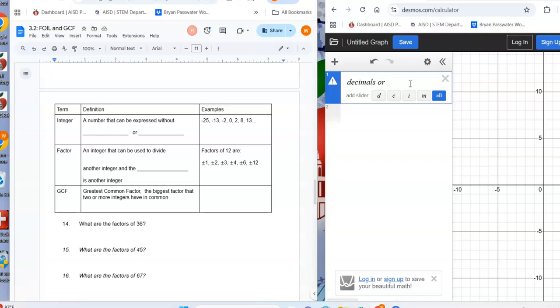A factor is an integer that can be used to divide another integer, and the quotient is another integer. Quotient meaning the answer to a division problem.